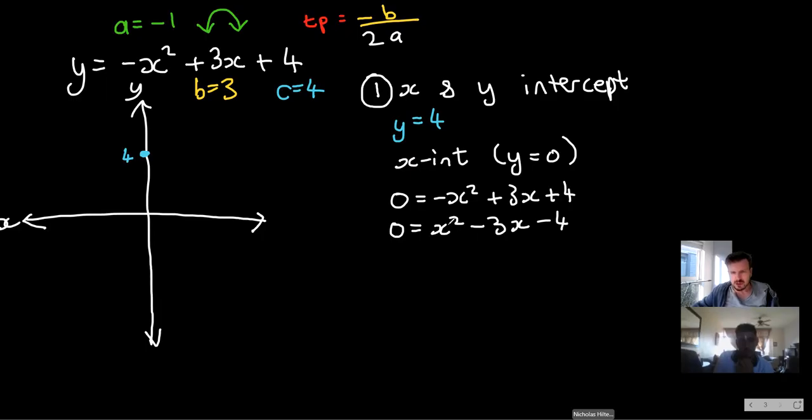So why would I change the sign of everything? Oh, because to factorize this is much harder than to factorize one with a negative. Because you know when you factorize, you have these.